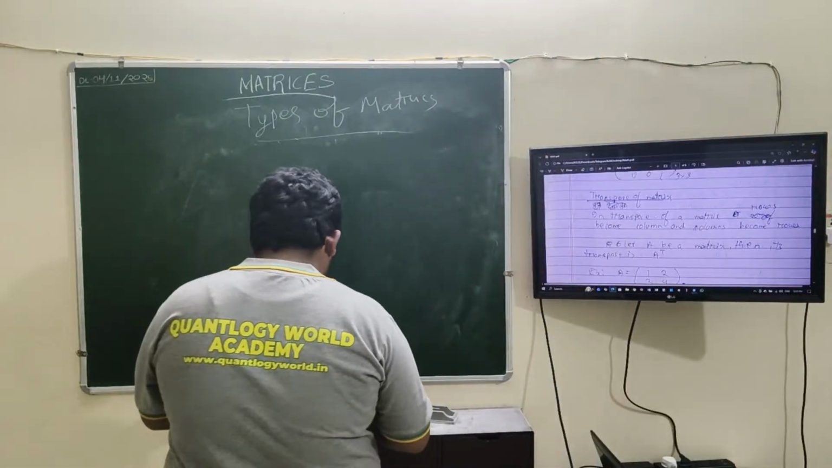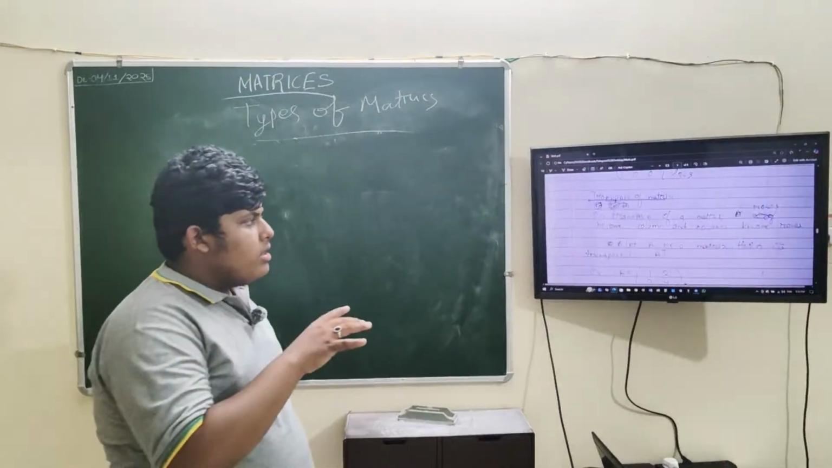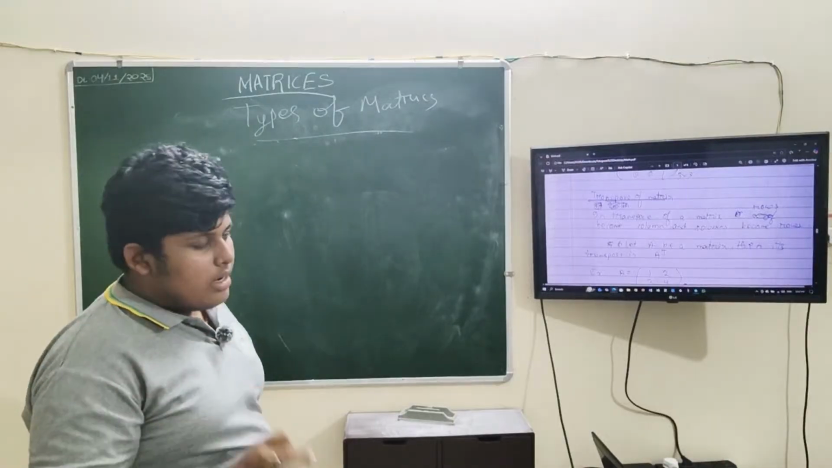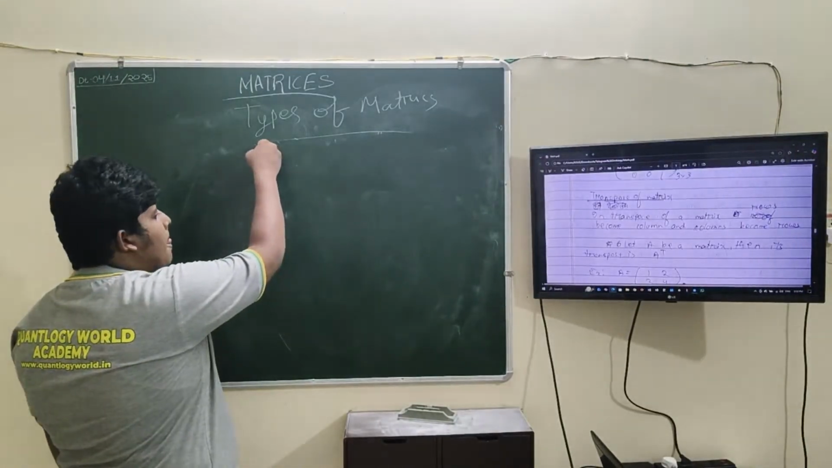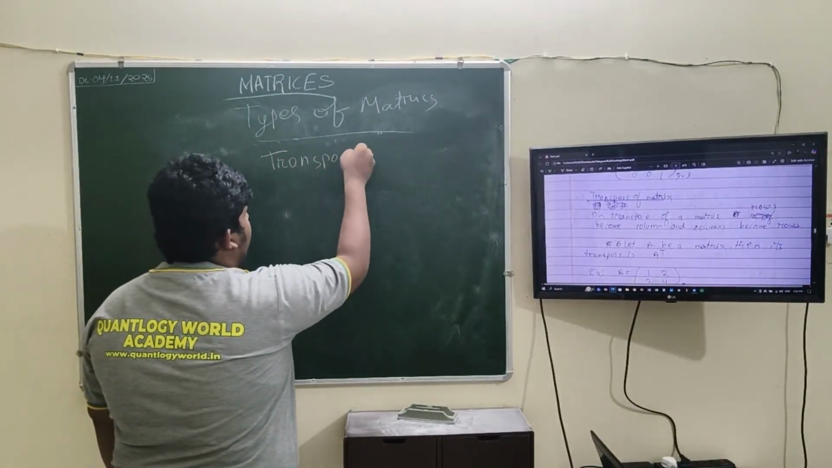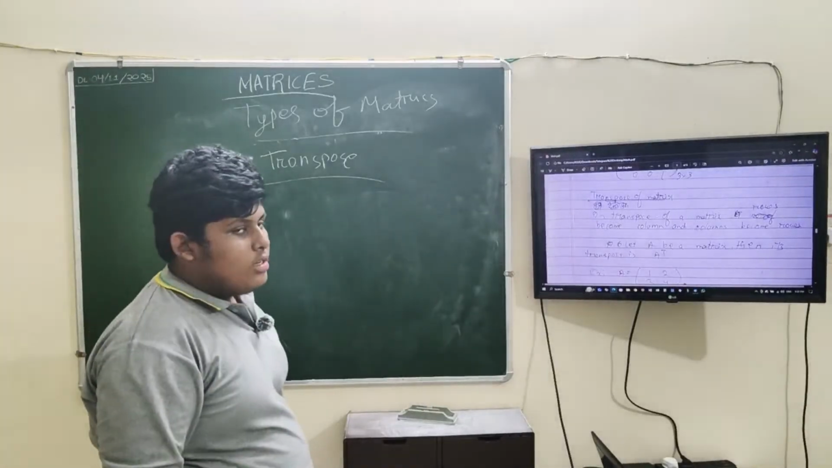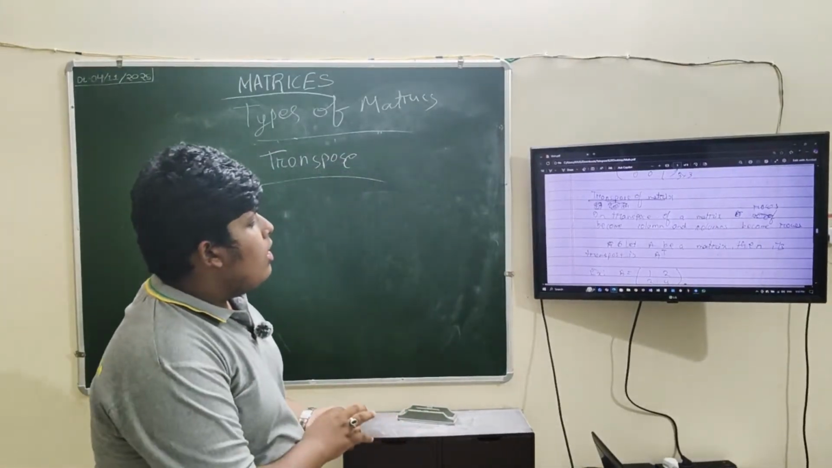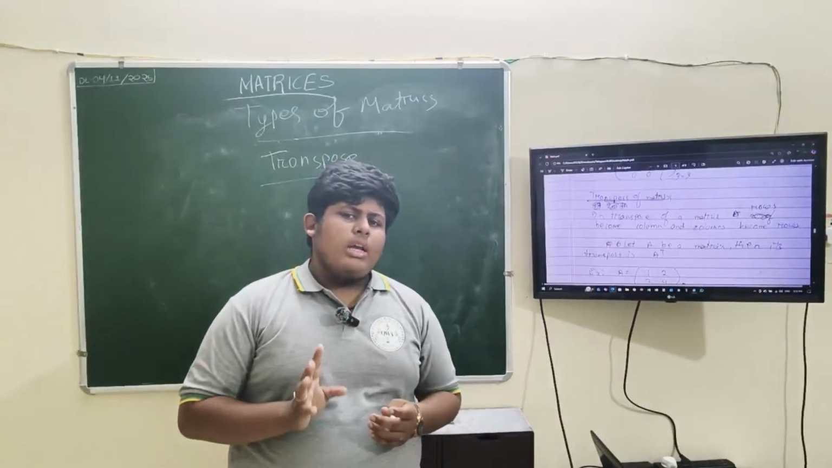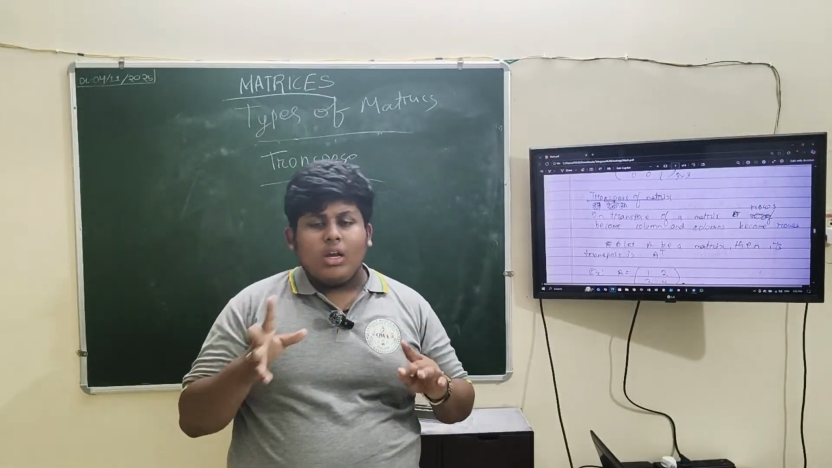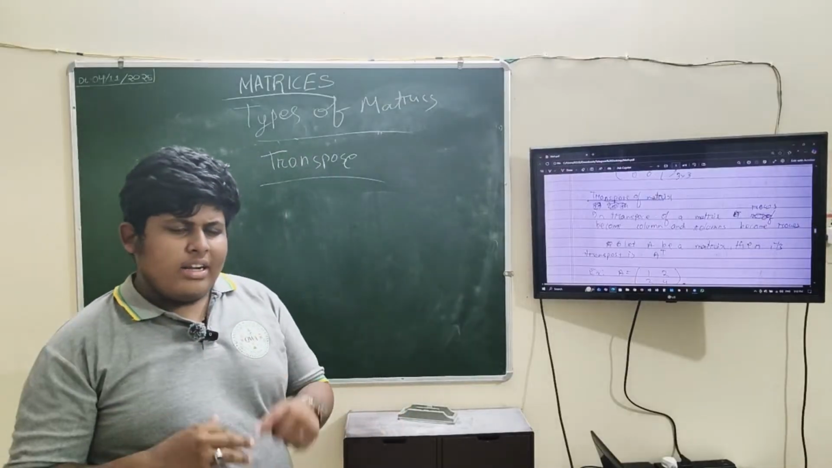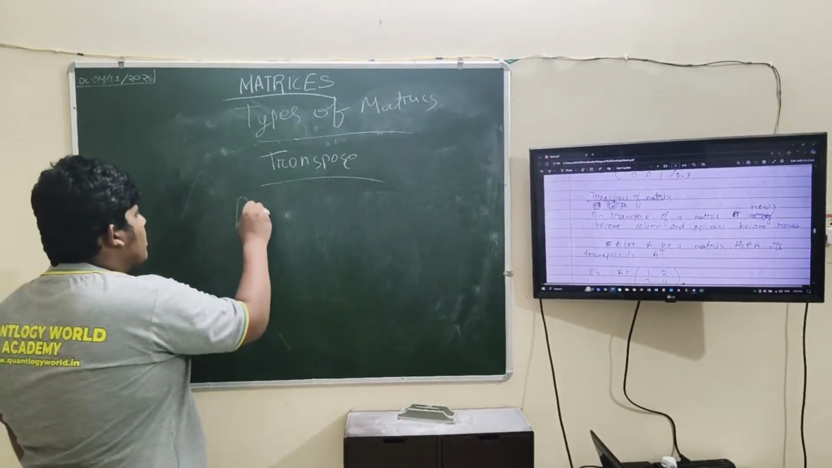First, we'll study the transpose of a matrix, which is not a type of matrix. We are learning the transpose of a matrix to understand symmetric and skew symmetric matrices. The transpose of a matrix helps us to understand symmetric and skew symmetric matrices. So the transpose of a matrix is simple: the elements in rows become the elements in columns, and the elements in columns become the elements in rows. They are just interchanged.